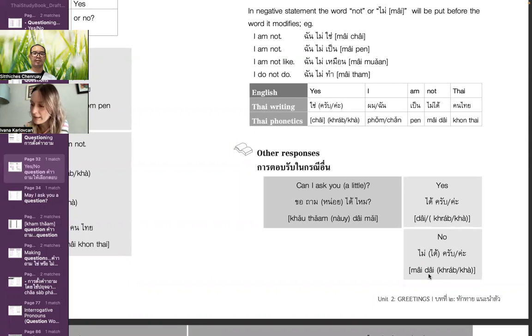And ไม่ได้, right? Die means get, but in this case it means can. The one just above, ไหม, die. ไม่ is not. That means no. Not, die to get. Okay.